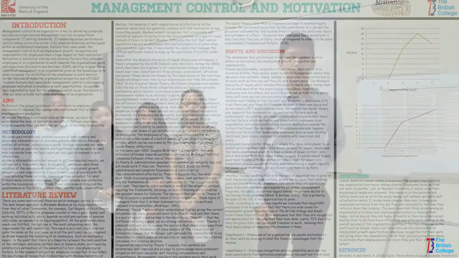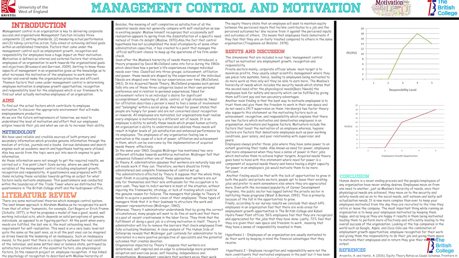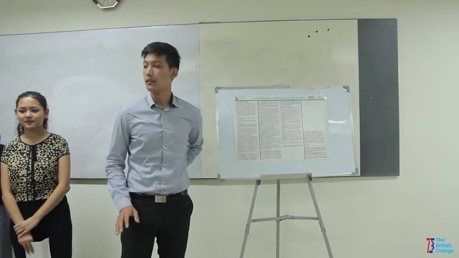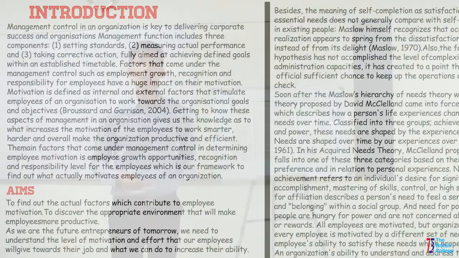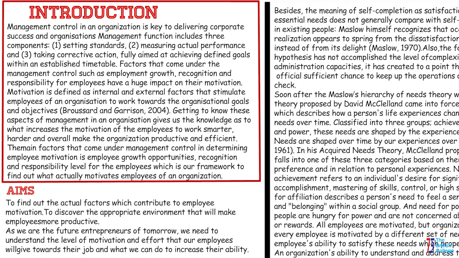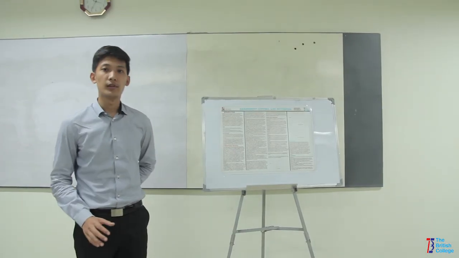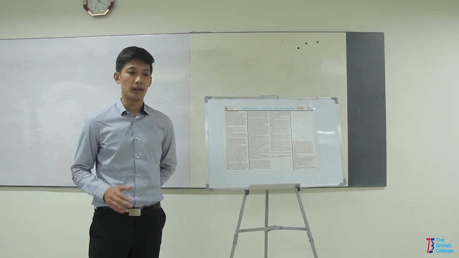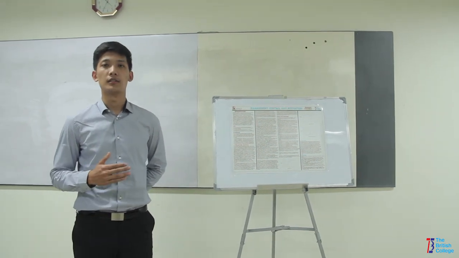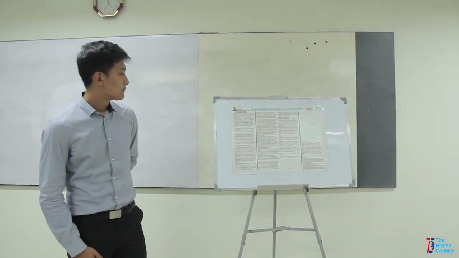And our topic for today is management control and motivation. So, the management function includes three main components, which are setting standards, measuring performances, and taking corrective actions. Whereas motivation, as defined by Brossard and Garrison, is the external and internal factors that stimulate employees' actions to complete their organization's goals and objectives.